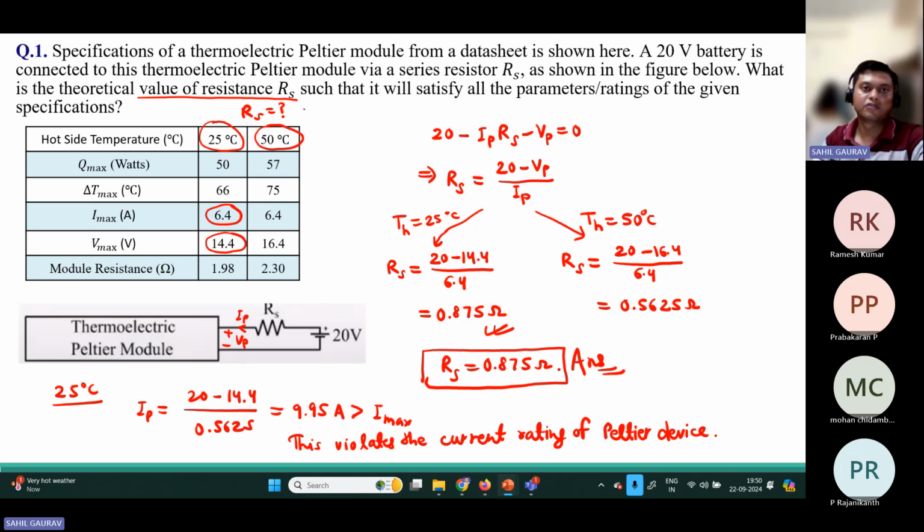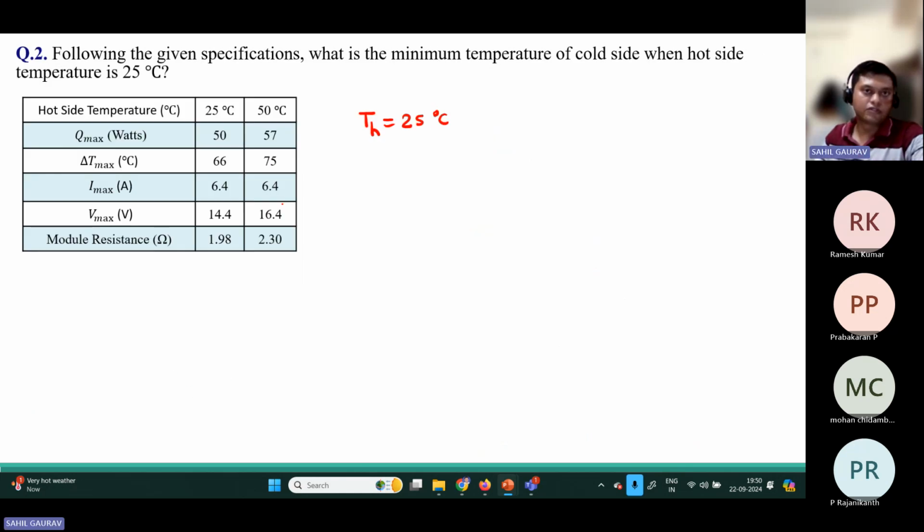I am just writing the answer for the previous one. So this answer is 0.875. For the next question, Th is equal to 25 degrees Celsius, and we have to find the minimum temperature at the cold side.